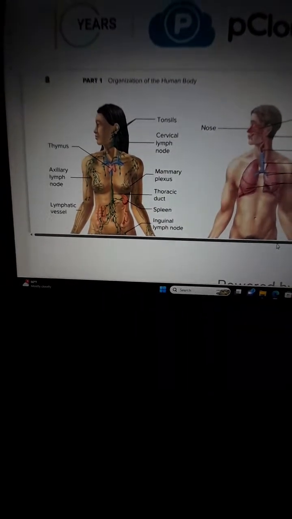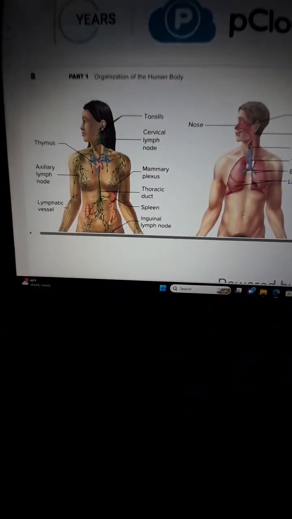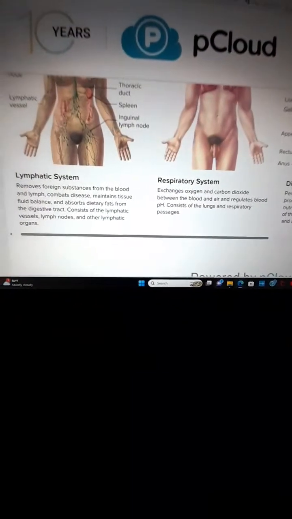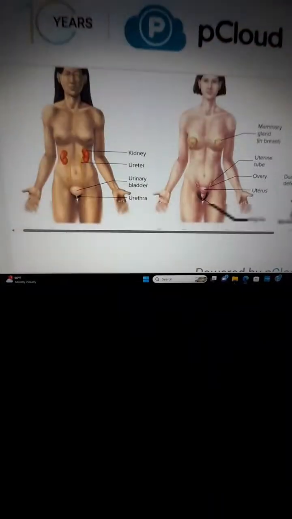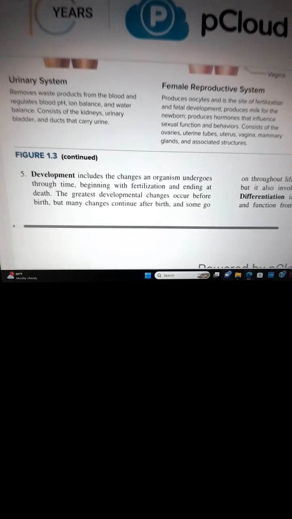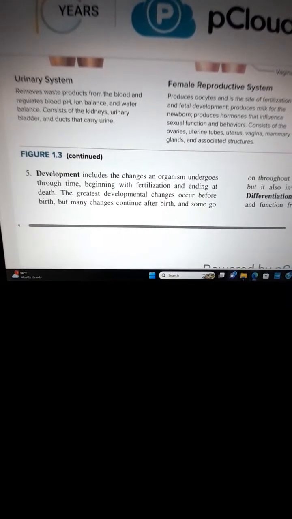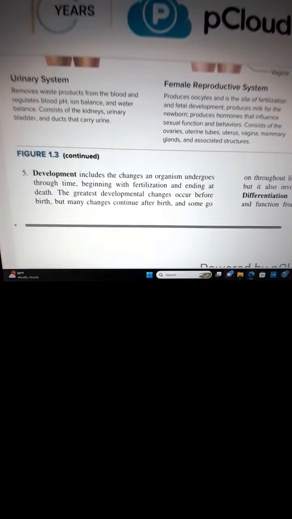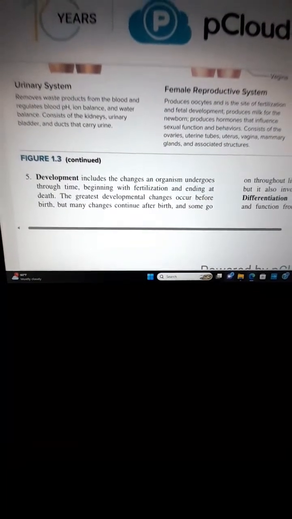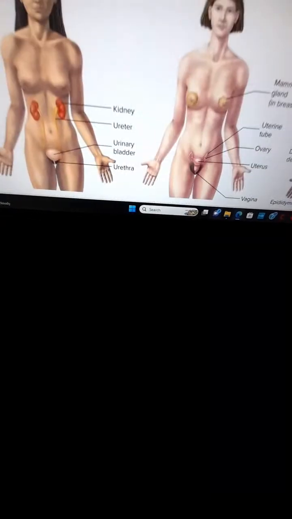So these are the organizations of the human body, right? Some of you might know, but some of you might not. Because of the content, we don't want to overdo it. Now you have the urinary system, the female reproductive system, and the male reproductive system. Hold on, guys. Let me go up a bit and see if I missed anything. Okay. These are the systems. You got the lymphatic, the respiratory, the digestive, the urinary, and the female and the male reproductive system.